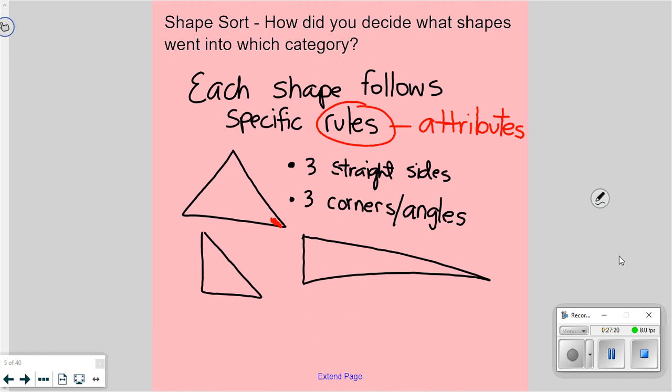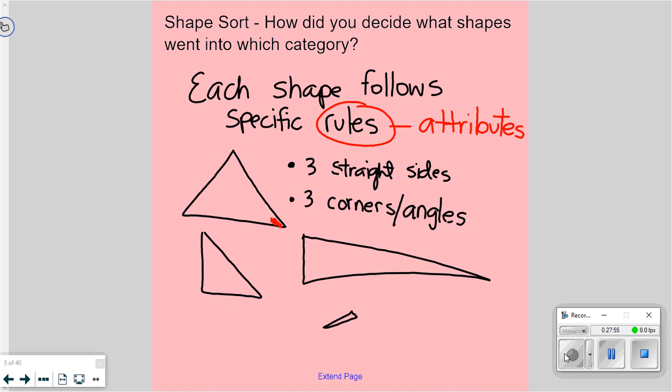Ooh, it's very hard to draw. Precisely. Is that a triangle? Yes. Does it follow the rules? Yes. So the reason why we have rules is so that even if a shape looks kind of weird, we can decide, oh, is it a triangle? So far, so good? Yes. All right, Kaden, what's your question?